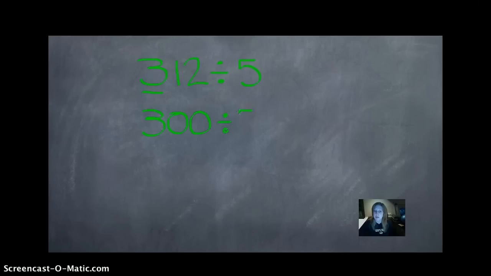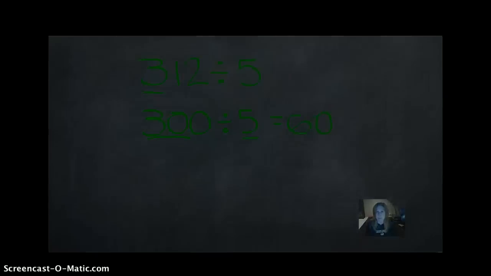Let's see. 3 is not divisible by 5, but 30 is divisible by 5. Even though that's one of the zeros, I'm going to use that as my underlined number. So I want to make sure I keep it underlined so that I know not to add that as a 0 later. 30 divided by 5 is 6. 6 times 5 is 30. Now I just have 10 left over to add on there. So 300 divided by 5 is 60.